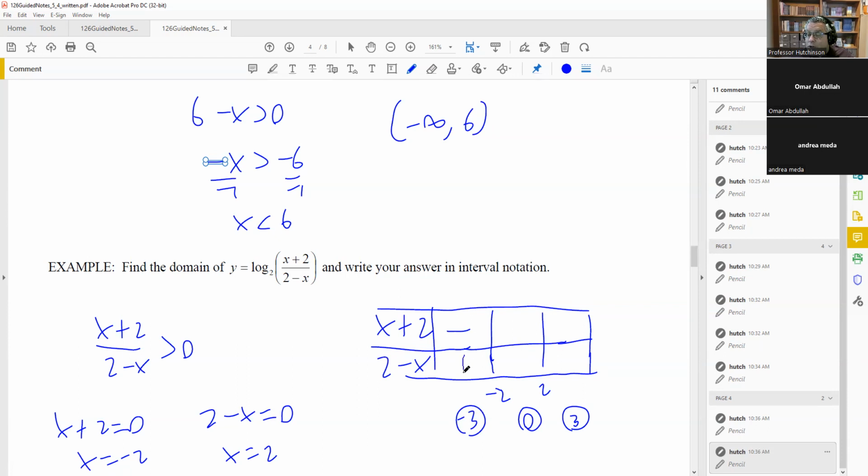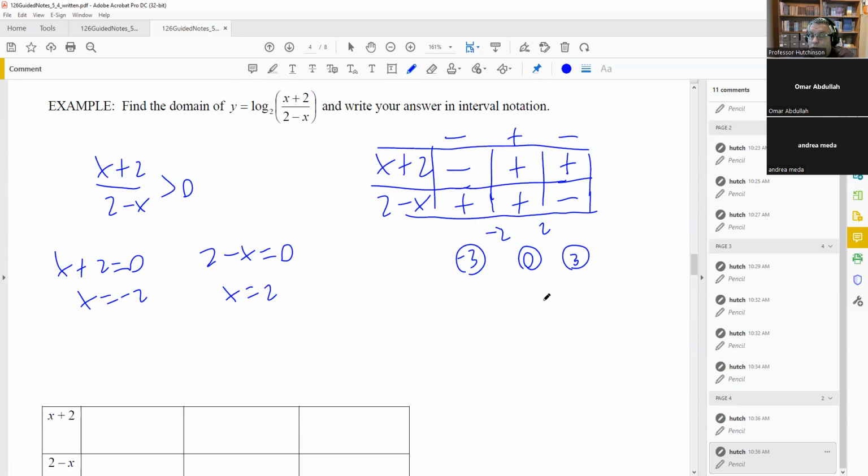2 minus -3 is a positive. I put 0. 0 plus 2 is positive. 2 minus 0 is positive. 3 plus 2 is positive. 2 minus 3, negative. So if I multiply these down, I get negative, positive, negative. So the only region where I ended up getting positives is between -2 and 2.